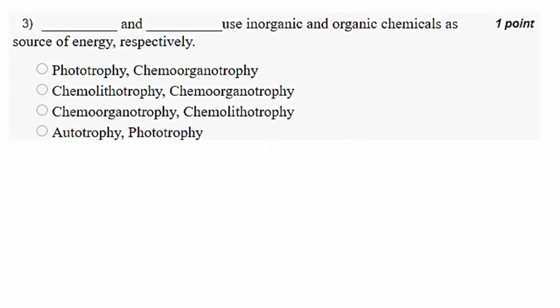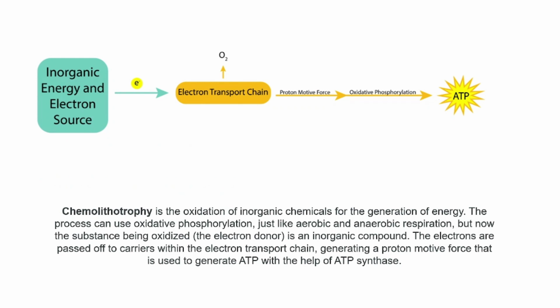Next is: dash and dash use inorganic and organic chemicals as source of energy respectively. Anyone? Option B, ma'am. Chemolithotropy and chemoorganotropy, right? Yes, you're correct. The option is chemolithotropy and chemoorganotropy.